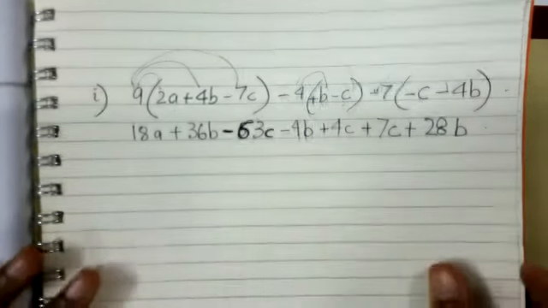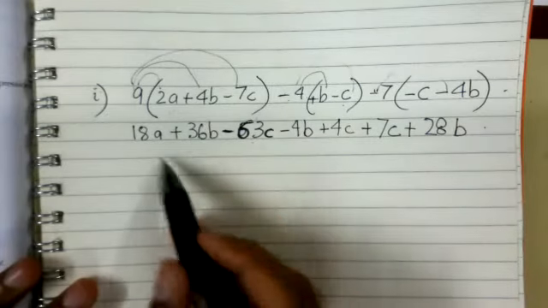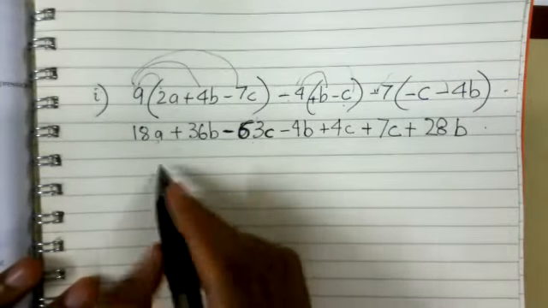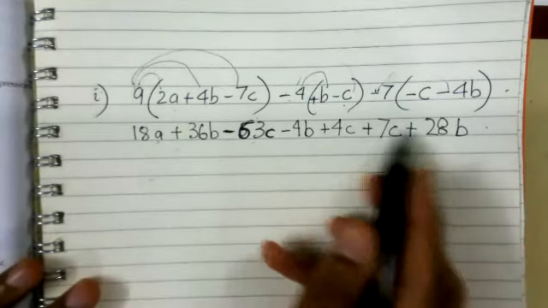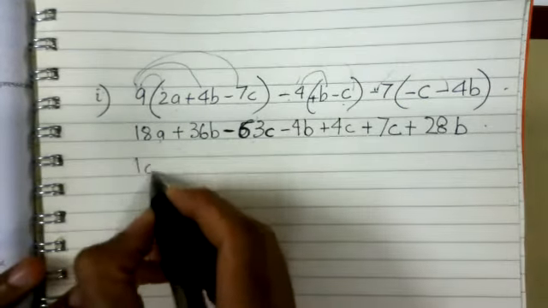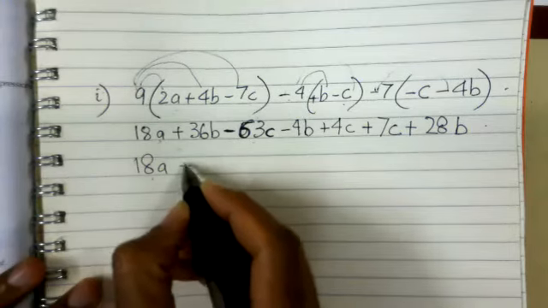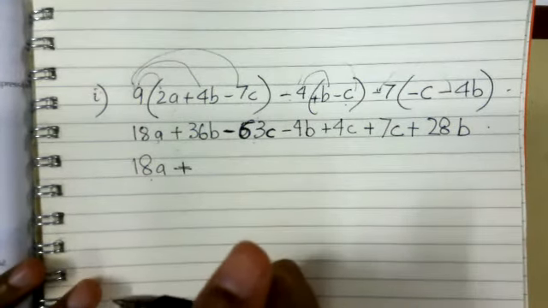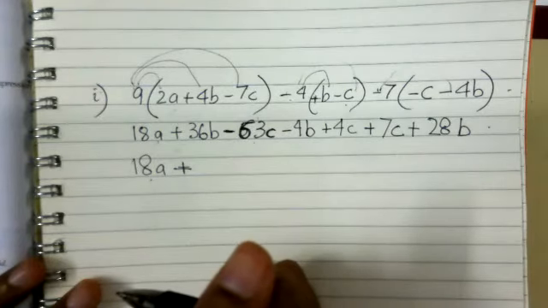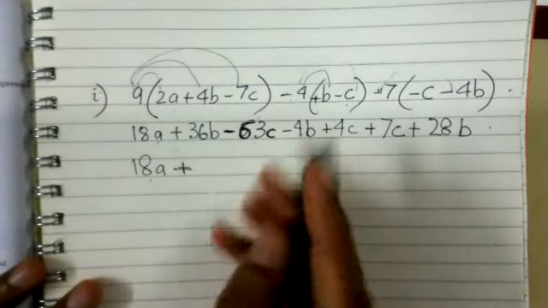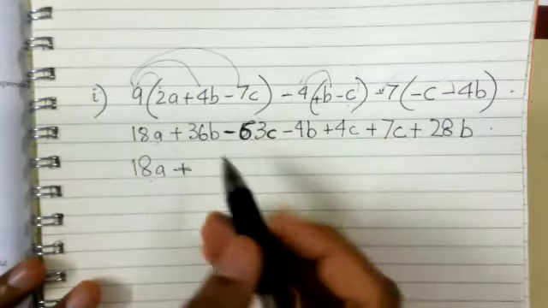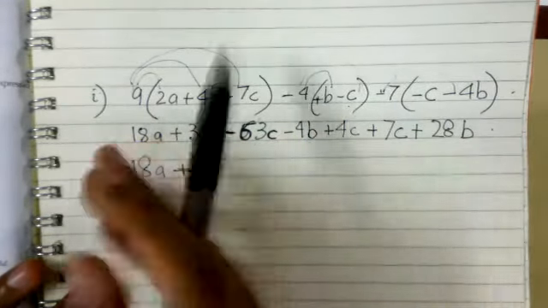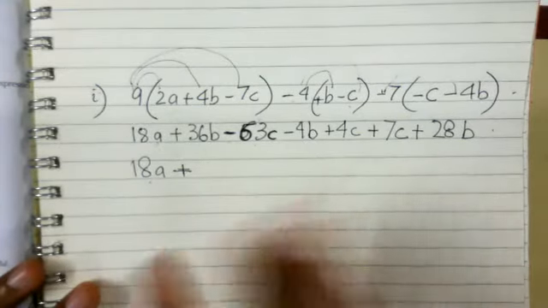After I have done this, I will collect all the a's first. So do I have any other a? No, only 18a. Miss, when we do the a's and b's, do we have to do it in order, like alphabetical order? Can we just do it however we like? No, just follow the order of the question. If they wrote a first, you go ahead and write a first. But it doesn't matter. The order doesn't matter.